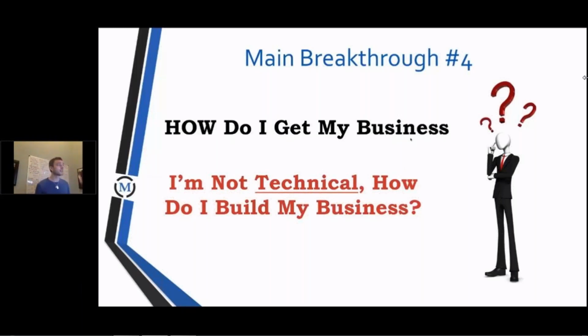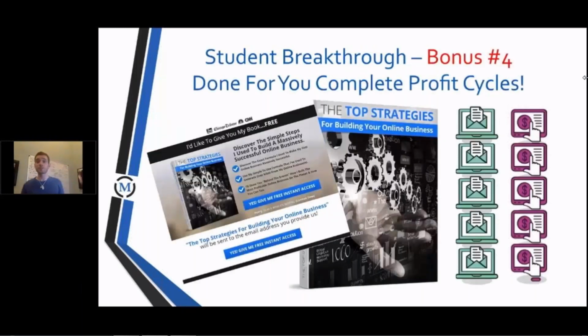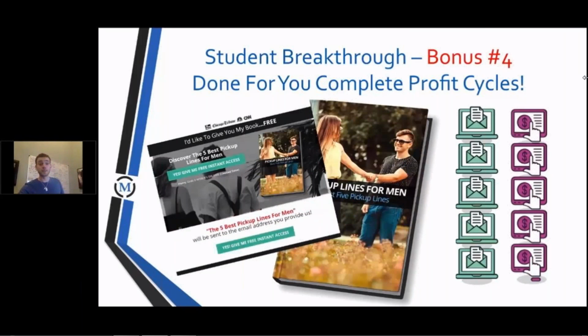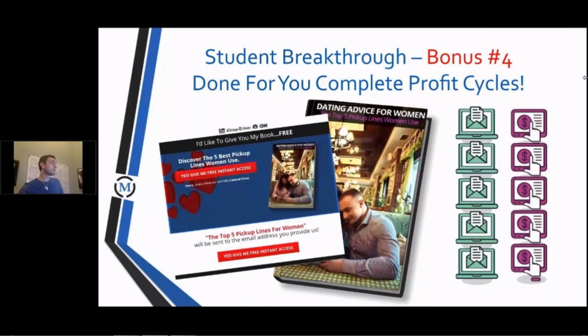Look, guys, here is your internet marketing profit cycle funnel. It's right here. There's the page. There's the ebook. We've got the emails written for you and the offers. We didn't just do one because I want you to have massive success. So look, here's how you save money on your auto insurance profit cycle. Here's the pickup lines for men profit cycle. Here's the pickup lines for women, dating advice for women.